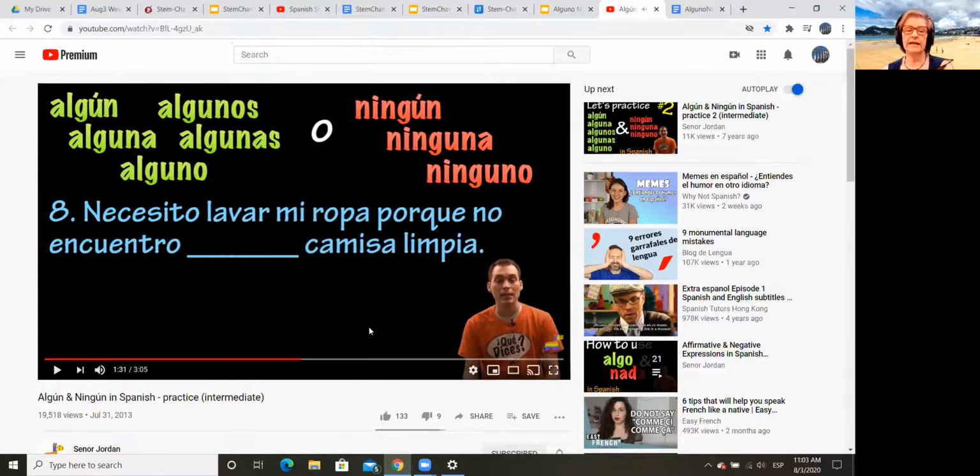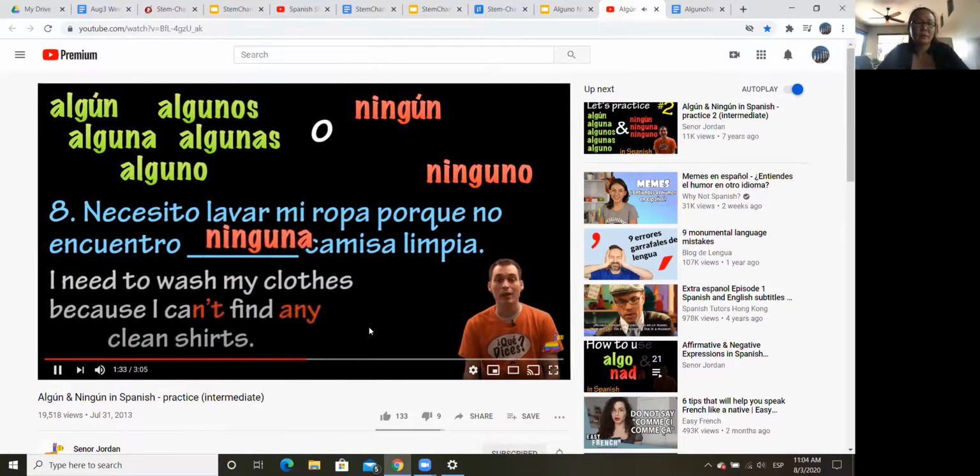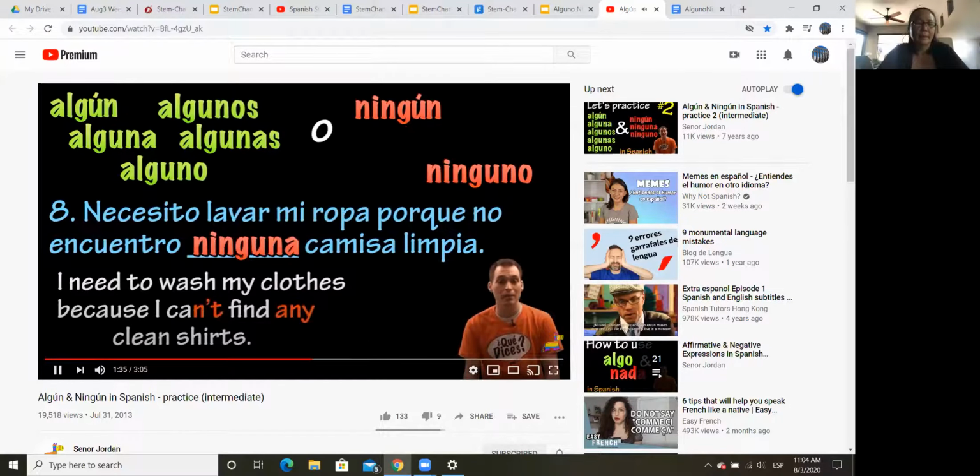Necesito lavar. I need to wash. Mi ropa, my clothes. Porque no encuentro, because I can't find. Ninguna. Necesito lavar mi ropa porque no encuentro ninguna camisa limpia. And it can't be ningún camisa, because camisa is a feminine word, right? Ninguna camisa limpia.